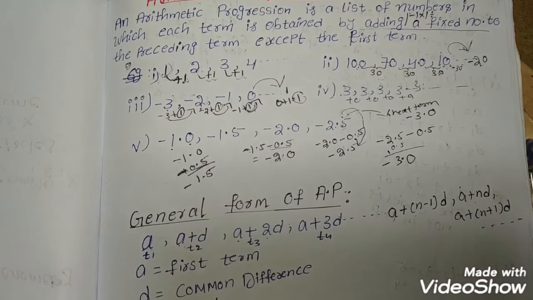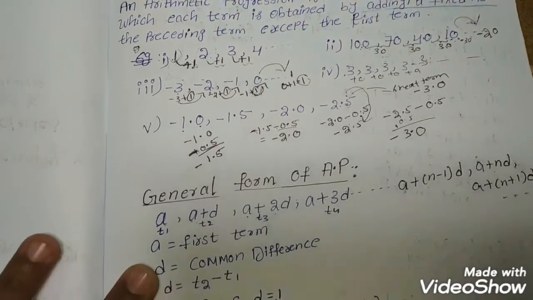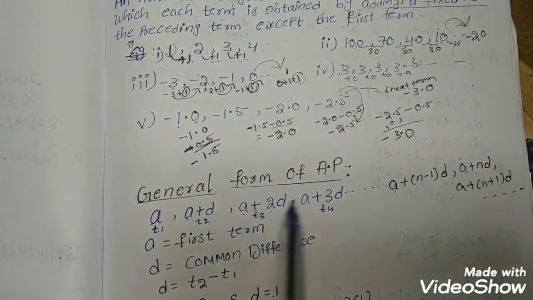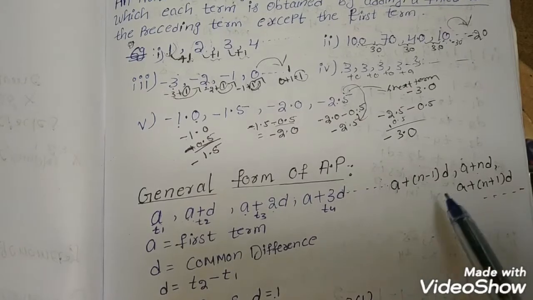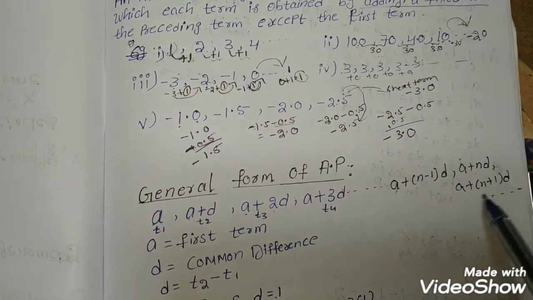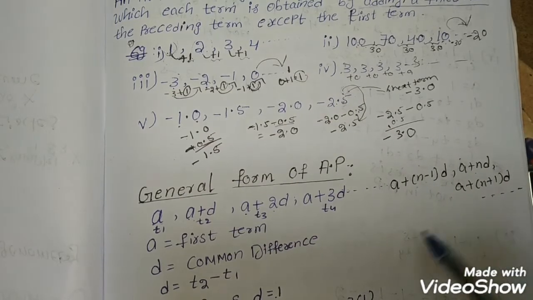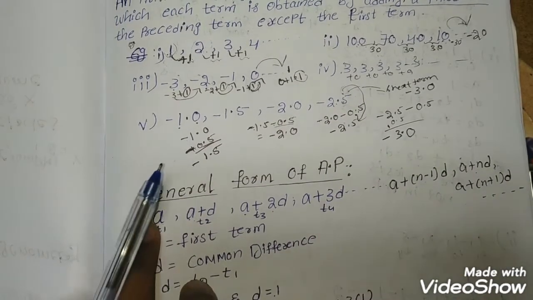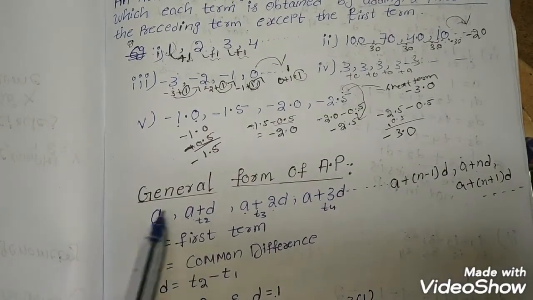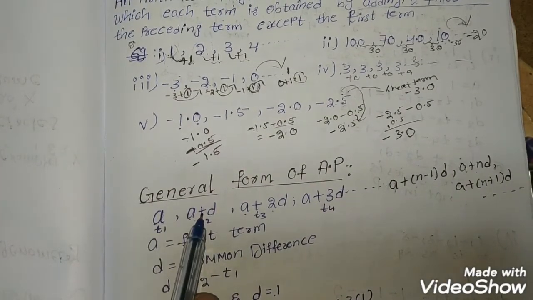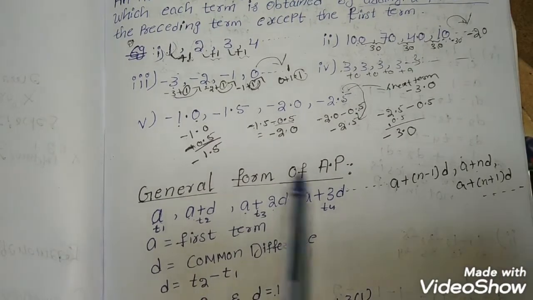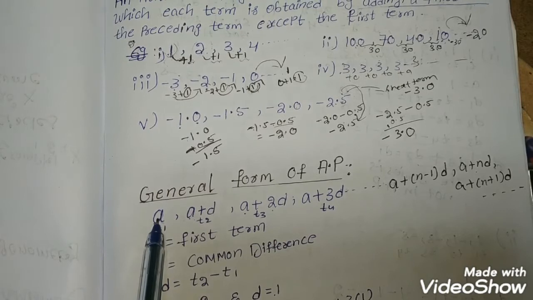Once again I am repeating this. What is the general form of an arithmetic progression? a plus d, a plus 2d, a plus 3d and so on, a plus (n minus 1)d. Okay, this is the general form. You just need to know a plus d, a plus 2d, a plus 3d. That's it. So I can call these term 1, term 2, term 3 and term 4. And what is the first term here? It means a is the first term.